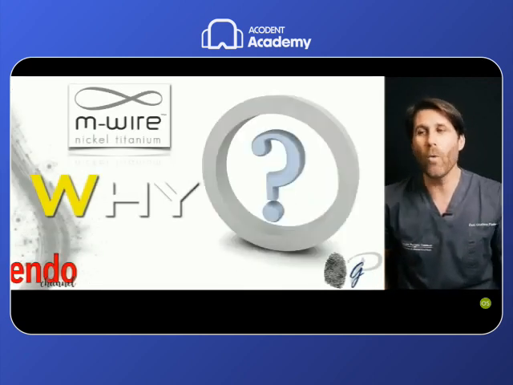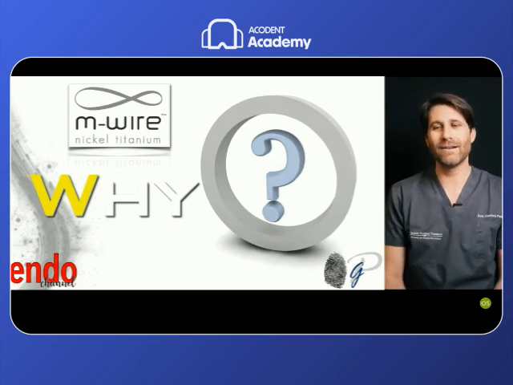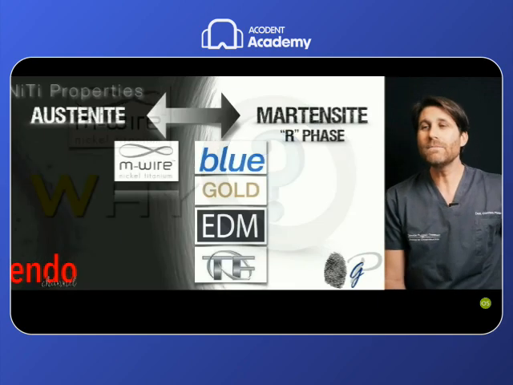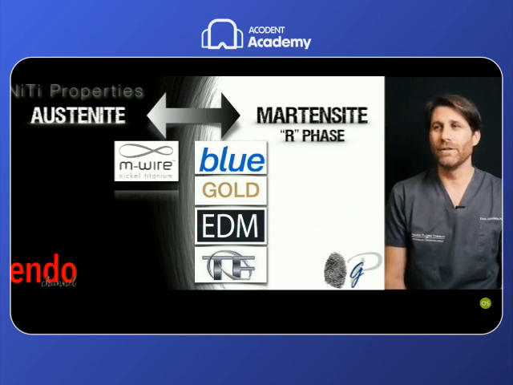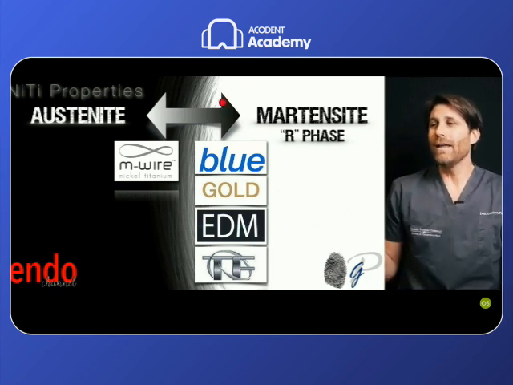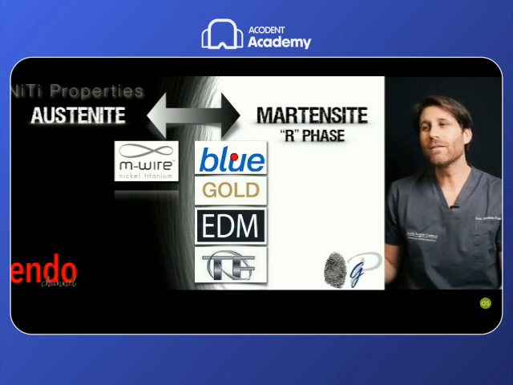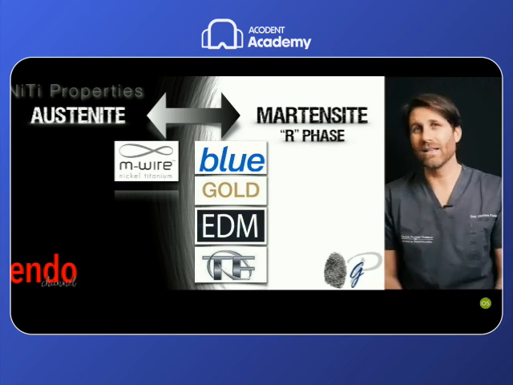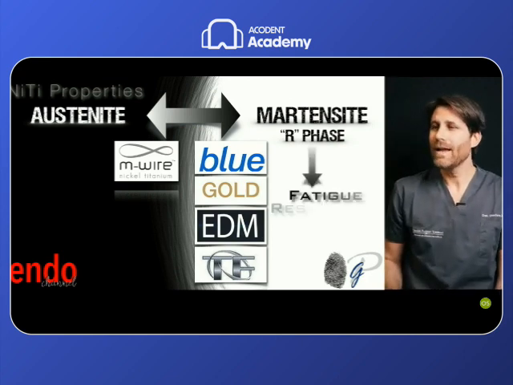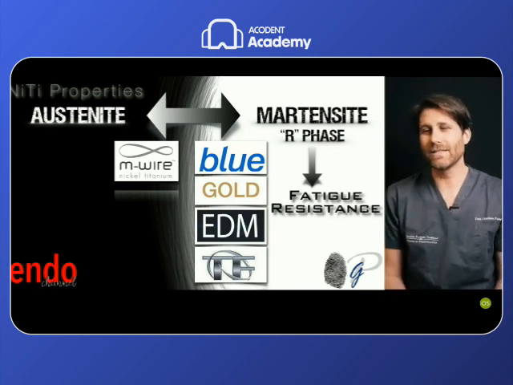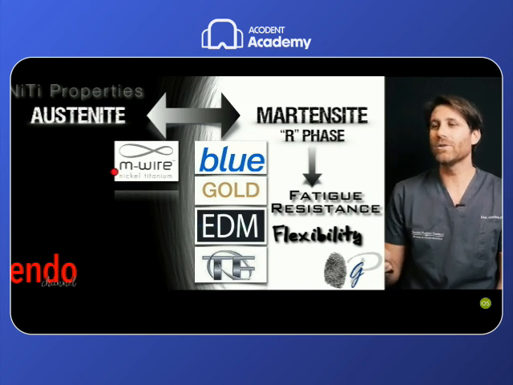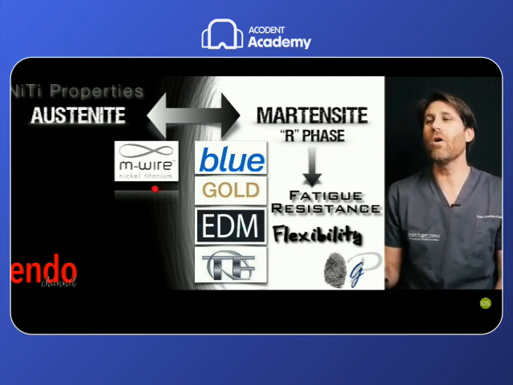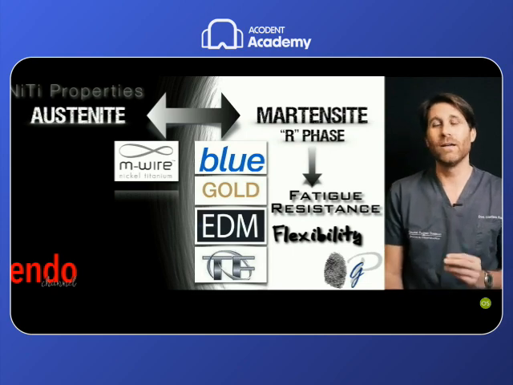So why M-wire, even more than the standard nickel titanium? This is because of the metal properties of these files. We know that martensitic, heat-treated files like blue file, gold file, EDM, TF, martensitic or R-phase files with these advanced treatments have improved fatigue resistance and flexibility, much more than an austenitic file like standard nickel titanium or M-wire nickel titanium heat treatment.